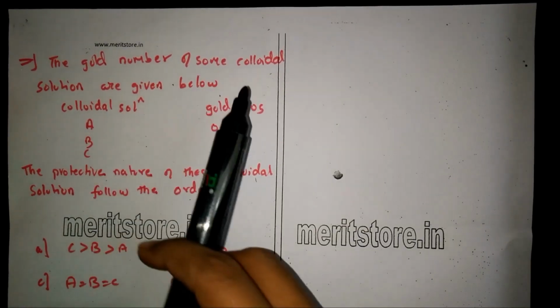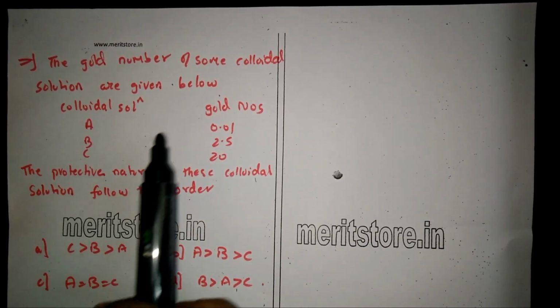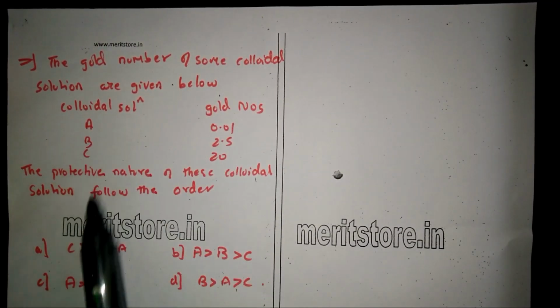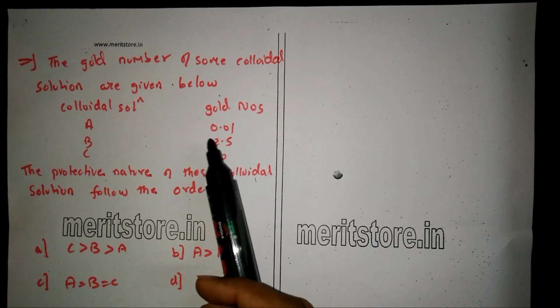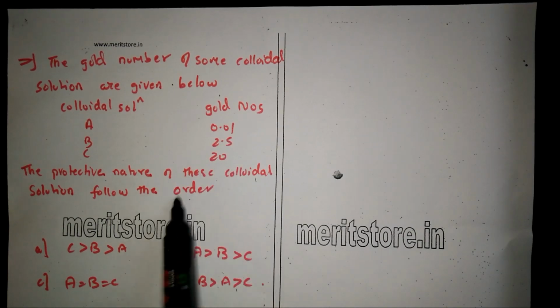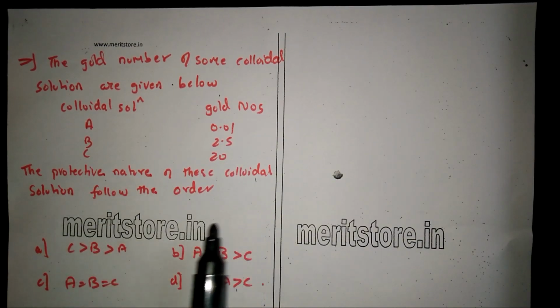The gold numbers of some colloidal solutions are given below. Colloids A, B and C have gold numbers 0.01, 2.5 and 20. The protective nature of these colloidal solutions follows the order. Here is the given order.